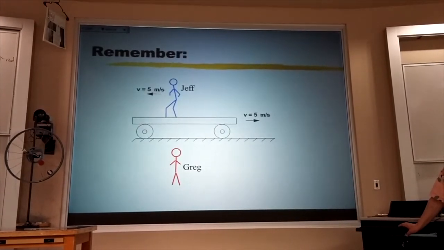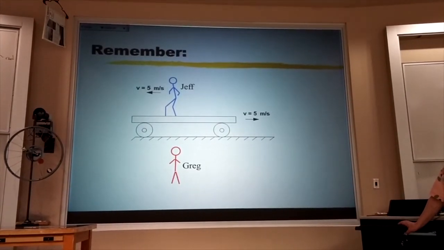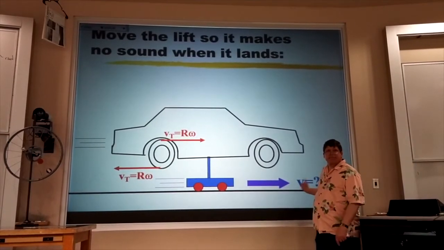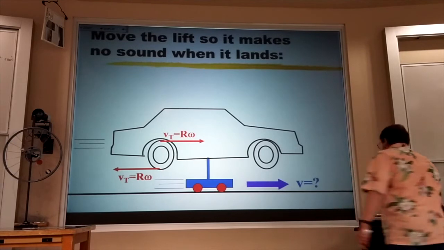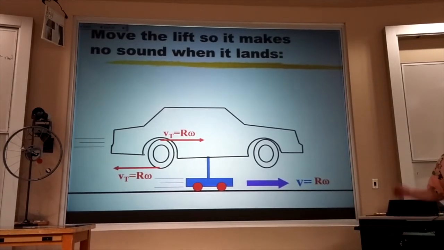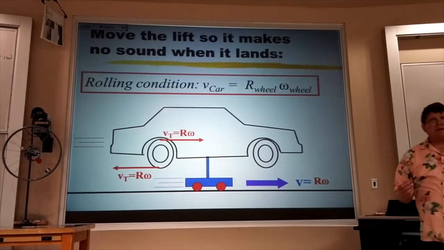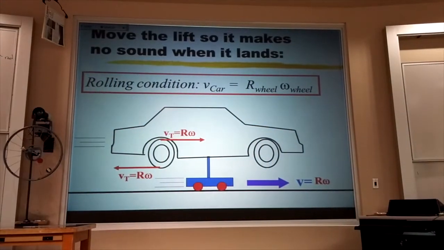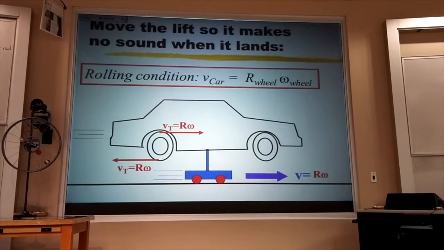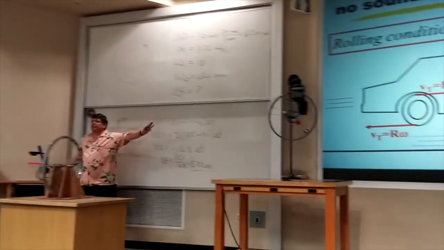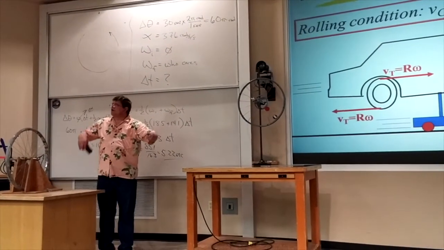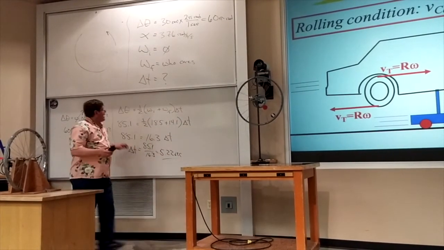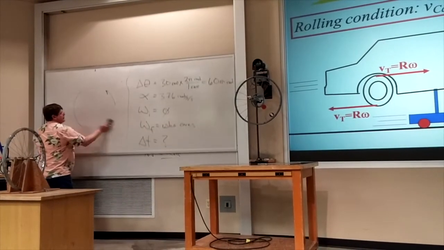Think of this example. How fast does this have to be? R omega. R omega. And that's the rolling condition. It should be called the rolling without slipping condition. But what it does, it relates the linear motion of the car down the road to the angular motion of the wheels on the car. And it's more general than that.